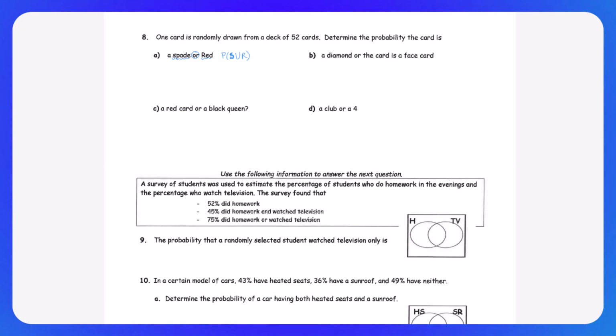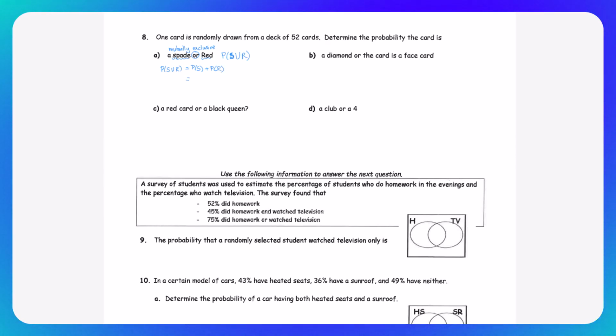So to figure that out, first we can determine, are these two mutually exclusive or not mutually exclusive? Well, if you're a spade, you're a black card, and therefore you cannot be red. So these two events are mutually exclusive. So to determine the probability of their union, we need to find the probability of being a spade and add it to the probability of being red.